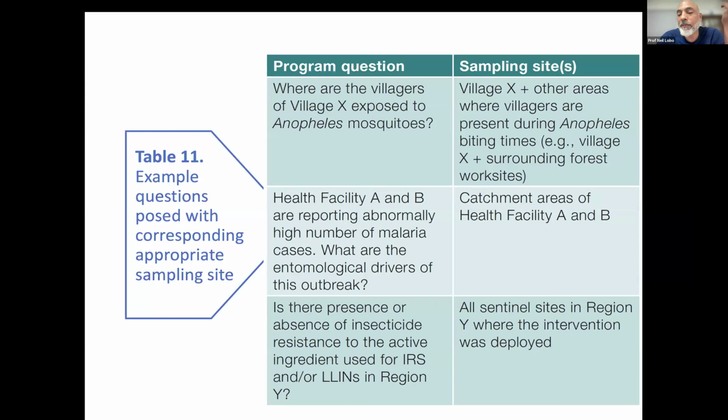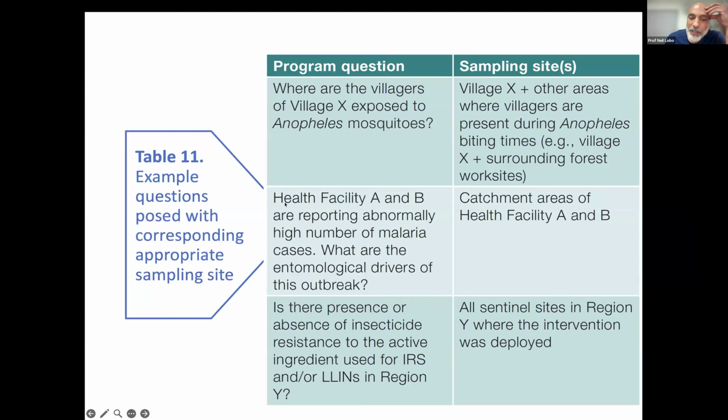Suppose they have like forest camps or they have rice cultivation fields. Where are villagers being exposed to these mosquitoes? So, our sampling sites would be all these areas where people are present during mosquito biting times. I hope that made sense, right? It's based on your question.